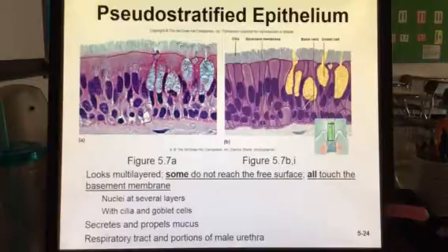They do have cilia at that free surface, and they do have goblet cells. They secrete and propel mucus. That's what the cilia is doing. We talked about cilia moving on the outside of the cell, and we see these in the respiratory tract.